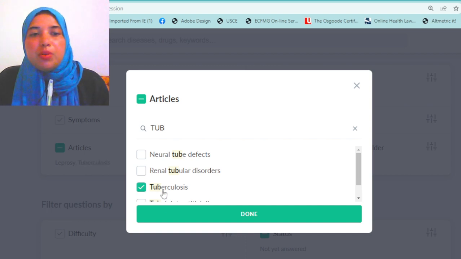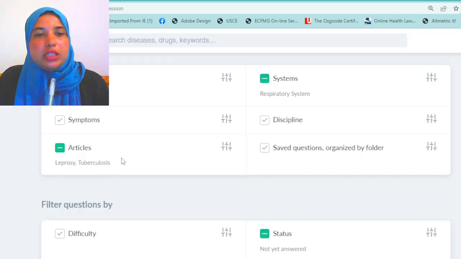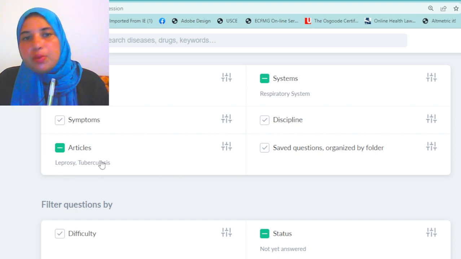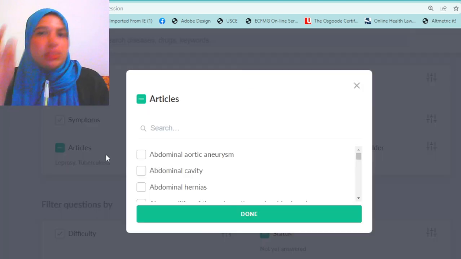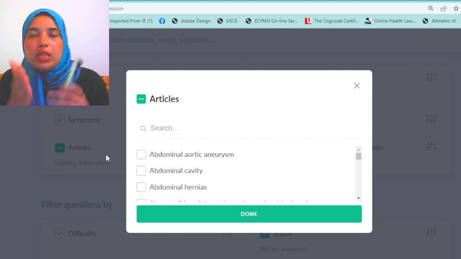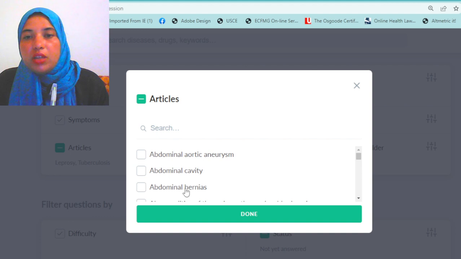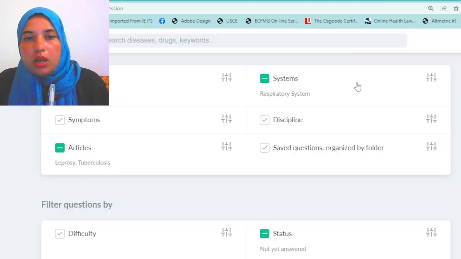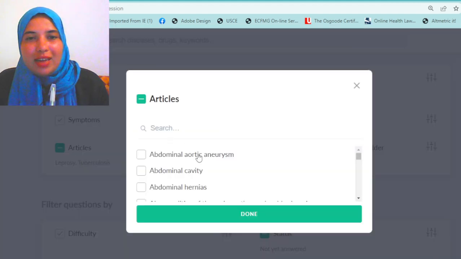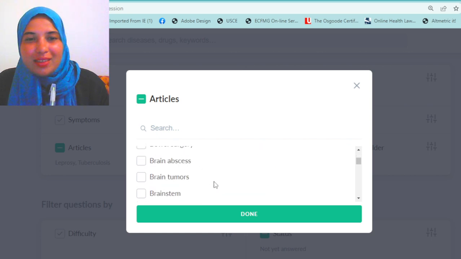So you can select multiple articles. If we click done, you can see here it will only question you on articles in leprosy and tuberculosis, for example. I found the articles to be really nice if you know very specifically which topics you're having issues with. You can hyper-focus your qbank in those areas, which I found super convenient. I don't know how to unselect this now. I have to find them and unselect them.